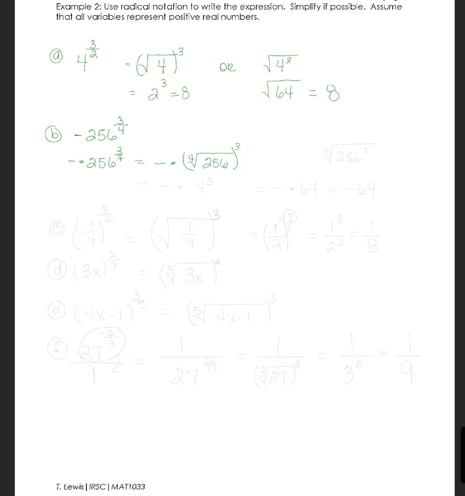Now that right there, you need a calculator for. But the 4th root of 256, you can find that. 4 times 4 times 4 times 4. Okay? So you're saying here, negative times 4 cubed, which gives us negative times 64, and our solution is negative 64.